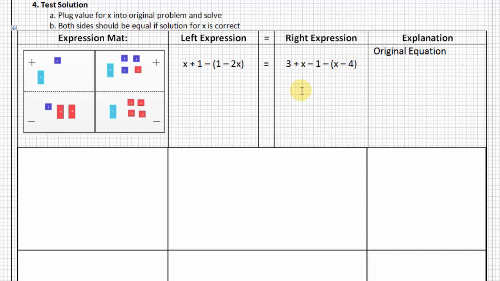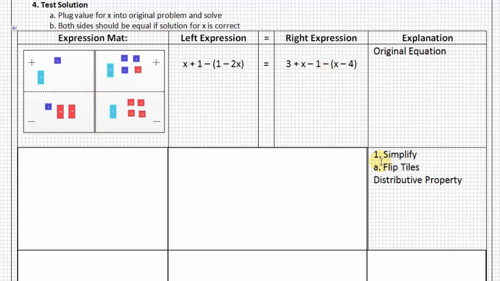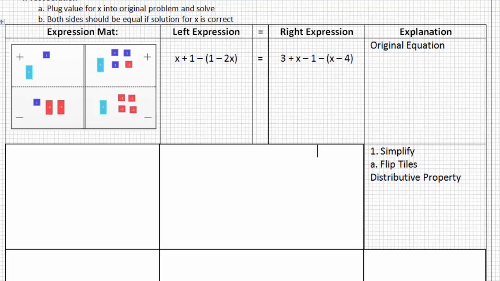So now we're ready to start putting these moves into place. Our first move, if we're looking on the expression mat, should be to flip tiles up. But what is that going to look like? So here's our explanation. We're going to simplify by flipping, and we're going to use the distributive property. What I would like you to do now is show that work on both the mat and your expression mats, and then compare your work with mine.